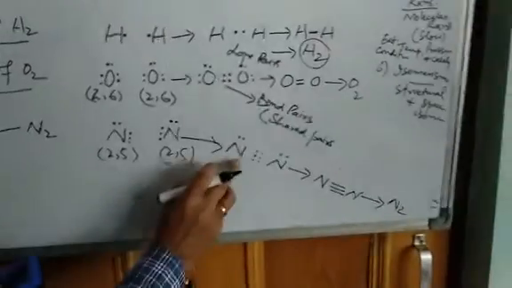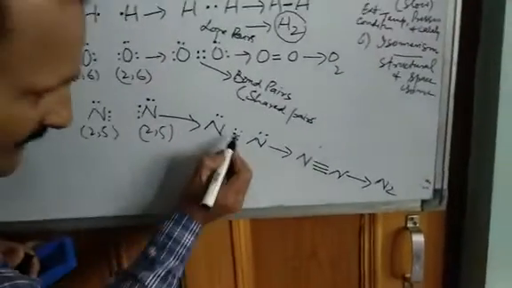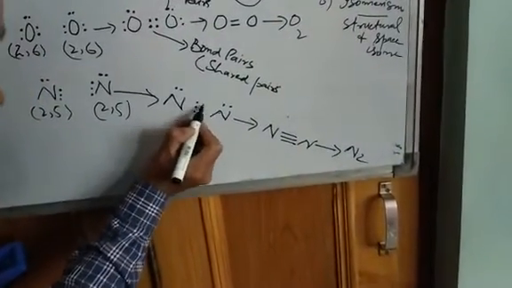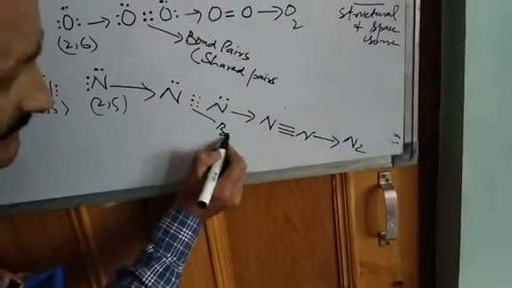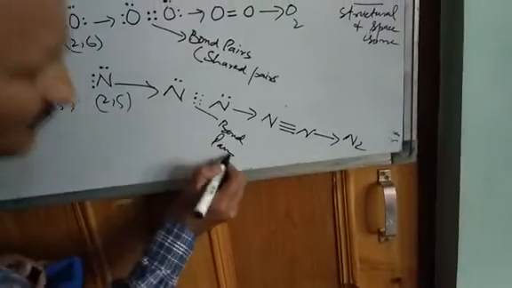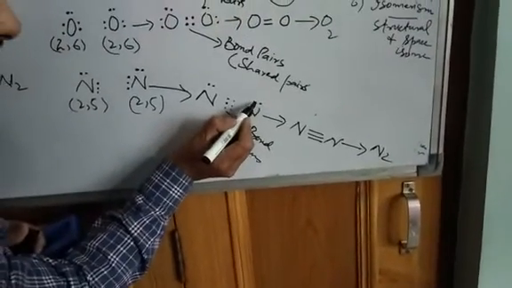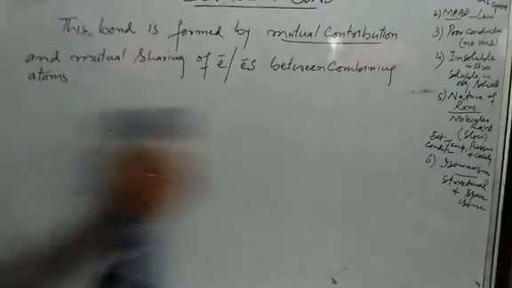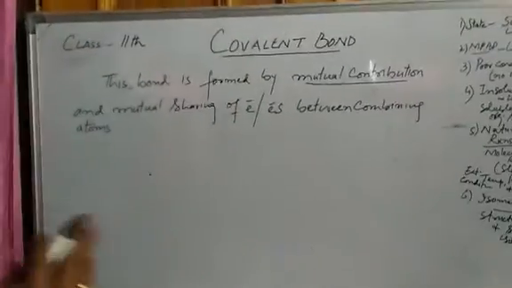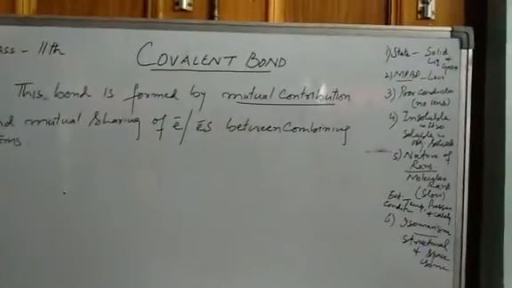Now here, in this bond, you are finding that there are 3 electron pairs which are forming the bond. These are bond pairs, shared pairs of electrons. While this pair which is not taking part in bonding is a lone pair. Similarly, this is also a lone pair. So this is another example of a covalent bond, a triple covalent bond. So a covalent bond can be single, double as well as triple, depending upon the number of pairs that are contributed and then shared.